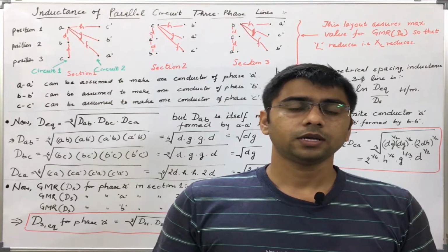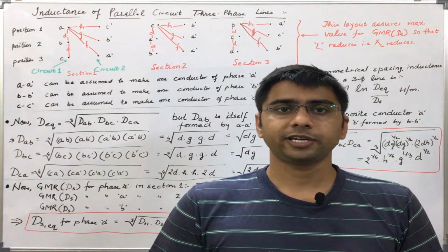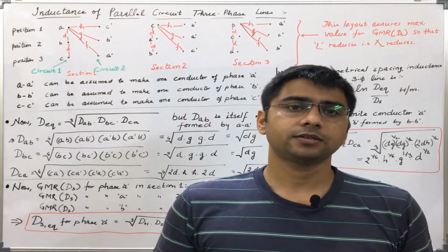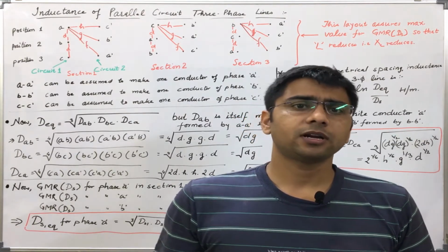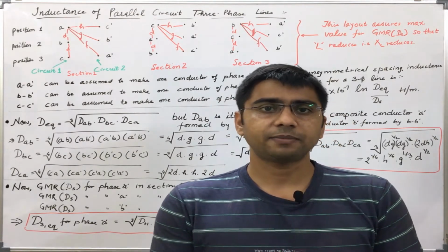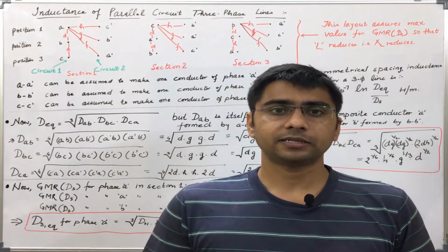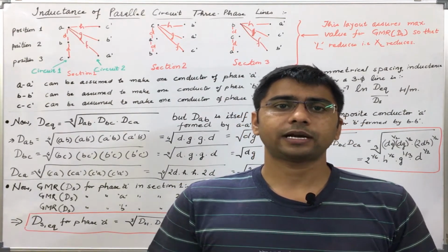Hello everyone. In our previous lecture, we studied how to derive the inductance of a three-phase transmission line when the spacing between the conductors is not symmetrical. Now, as an example of the GMD or GMR method, we are going to take a case of a multiple circuit line, wherein we will derive the inductance of a double circuit line.